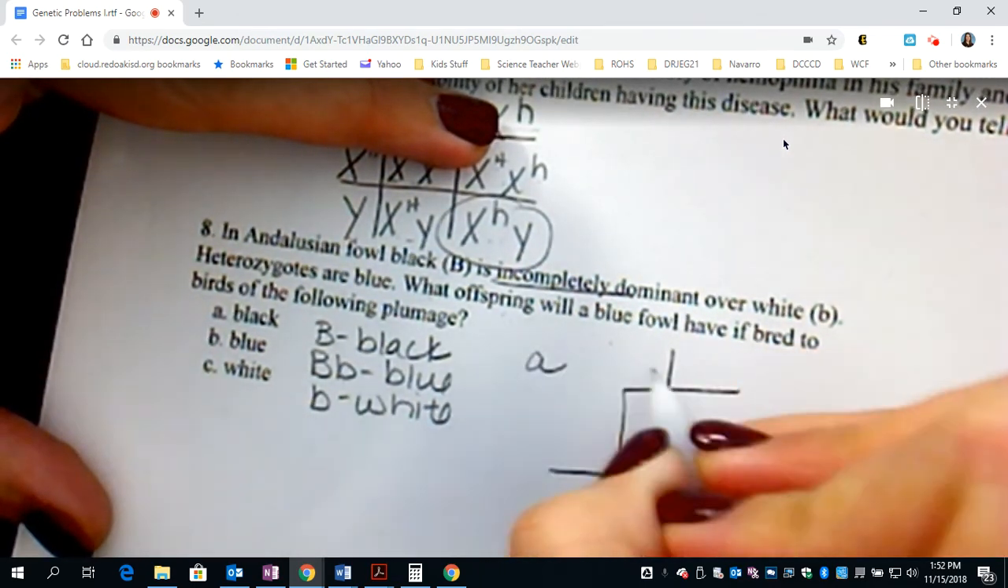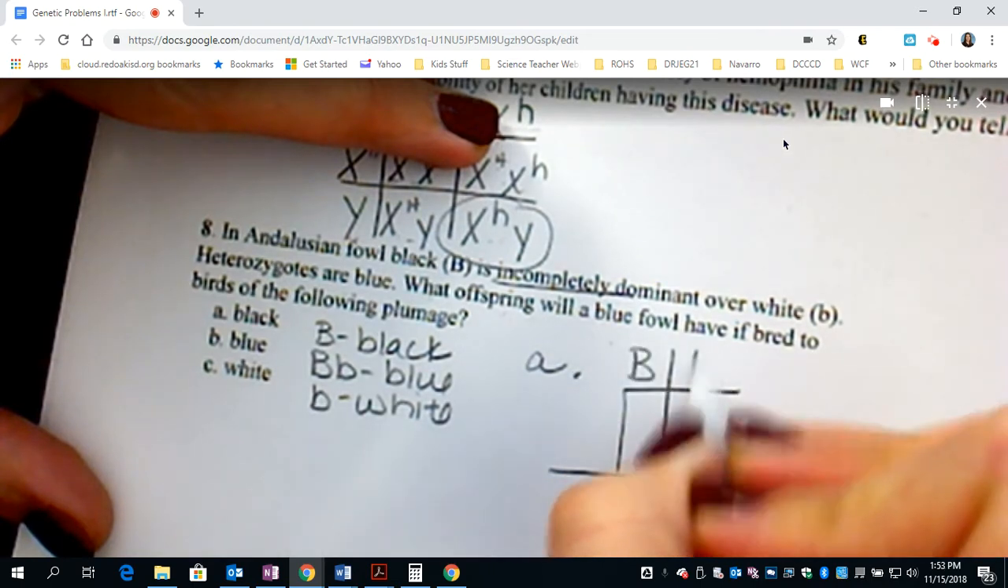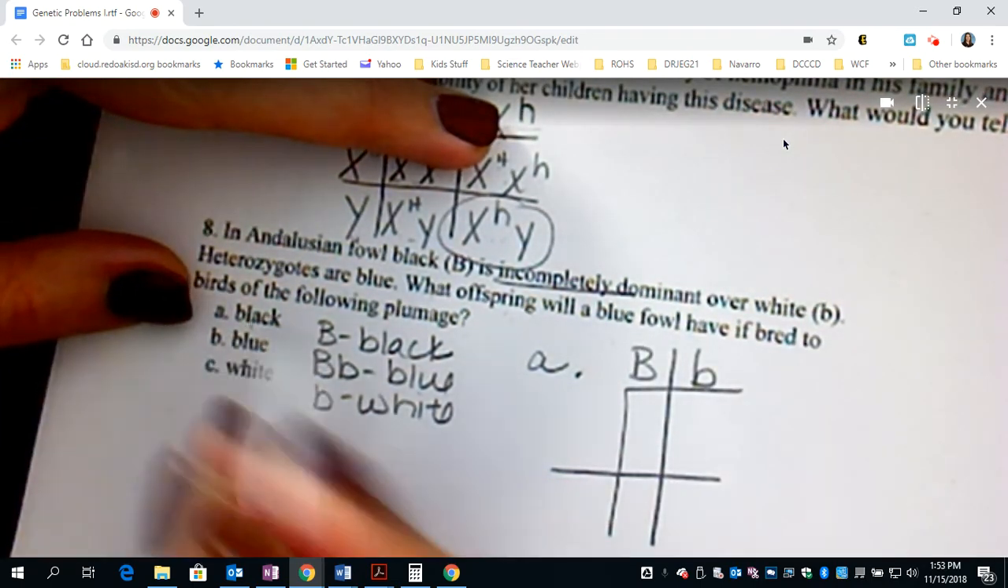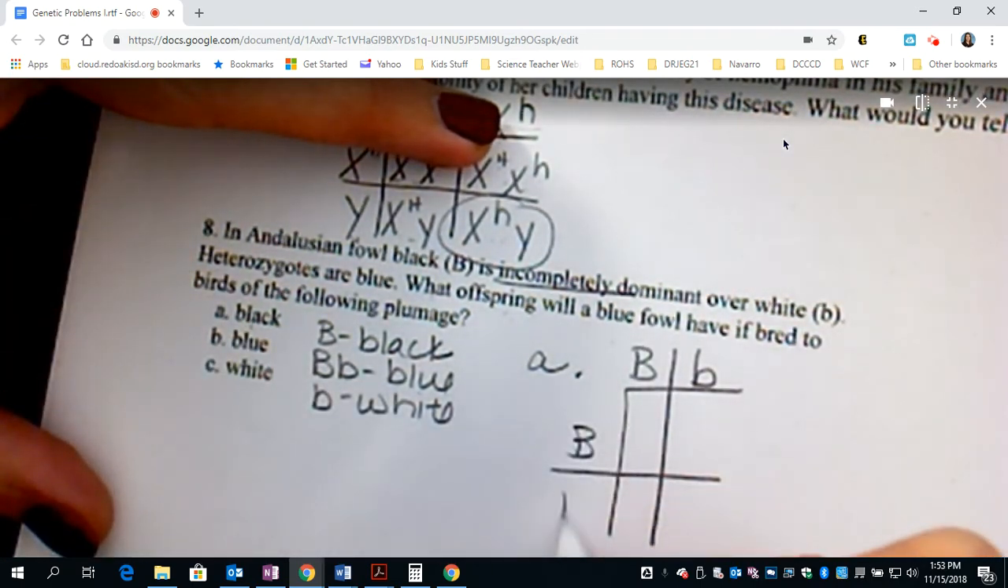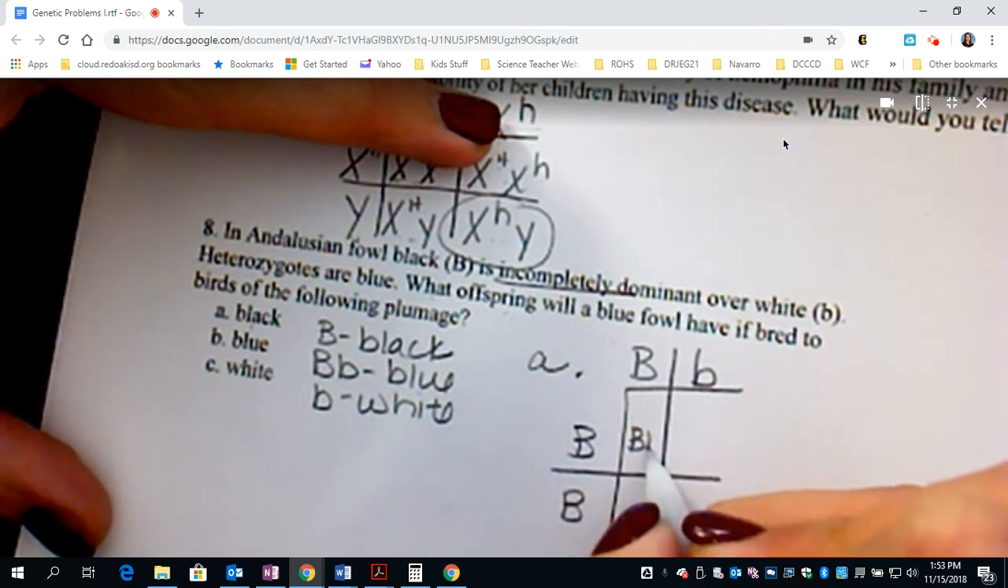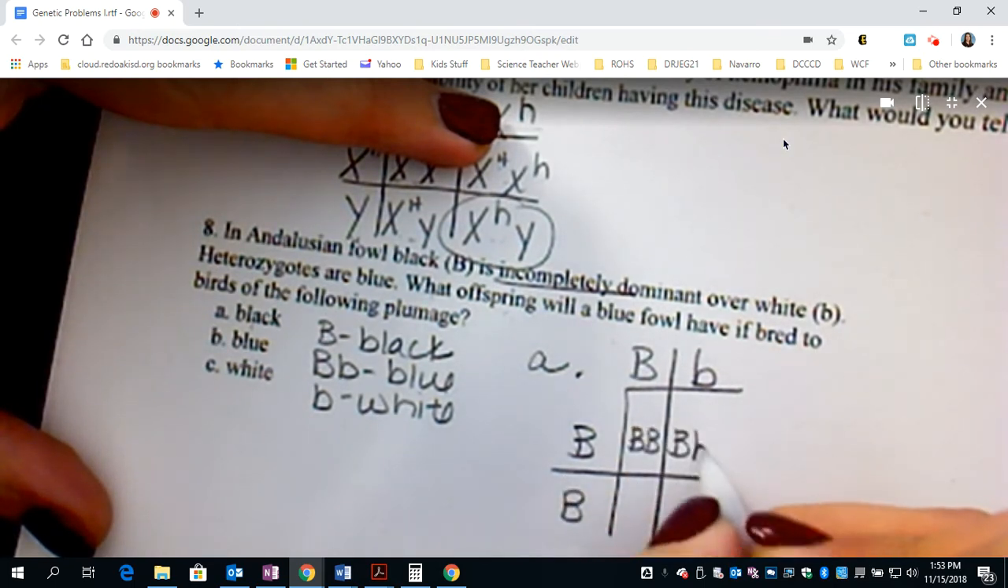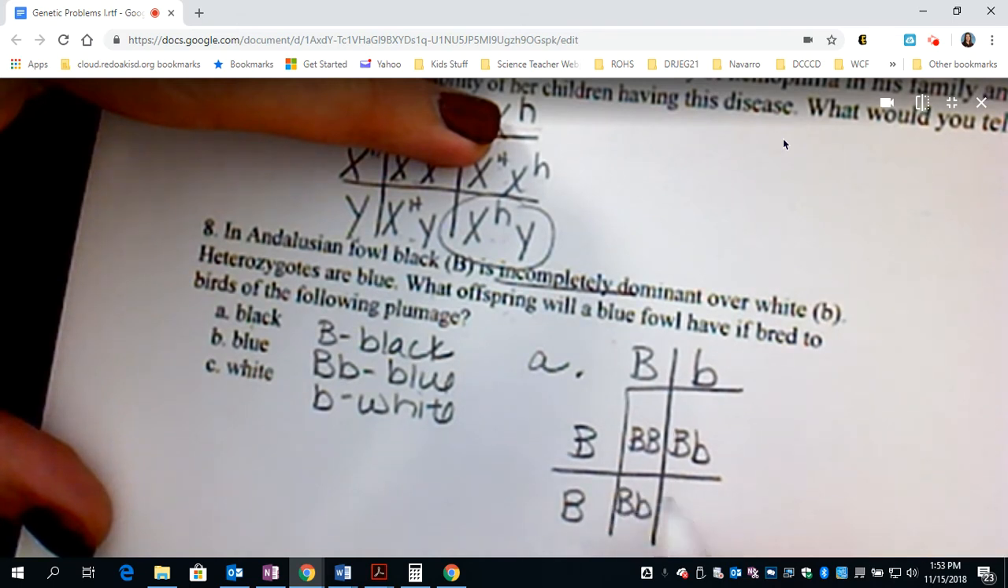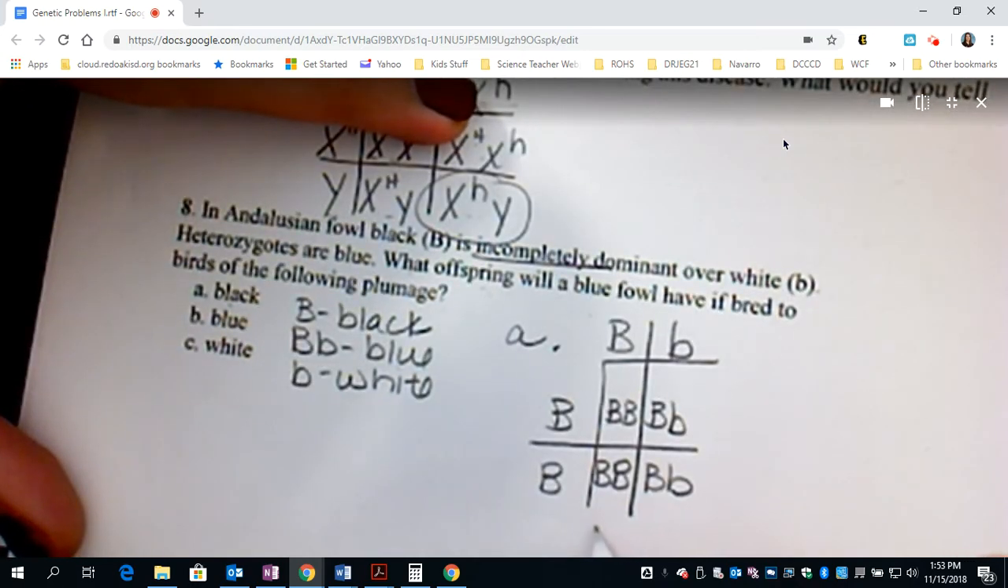So we have to do 3 problems. So here is a blue one. To cross it with a black, it would be that. So it would be 50% black, 50% blue.